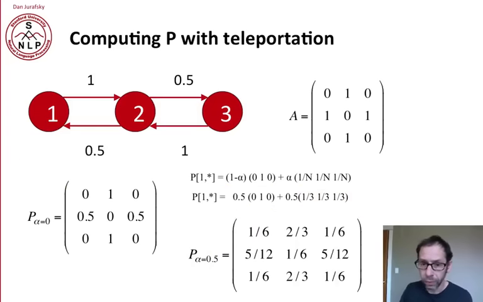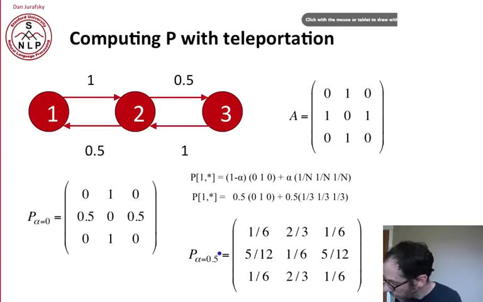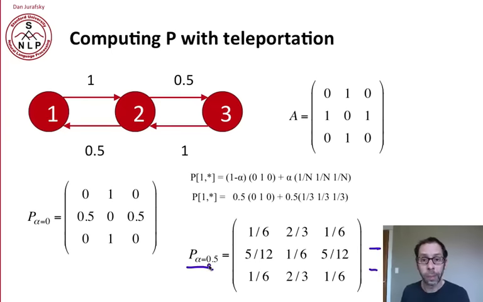Let me clear that off. And sure enough, 1/6, 2/3, 1/6. We do the same computation for each of the other two rows. So here's the new transition probability matrix, assuming a 0.5 teleportation probability.